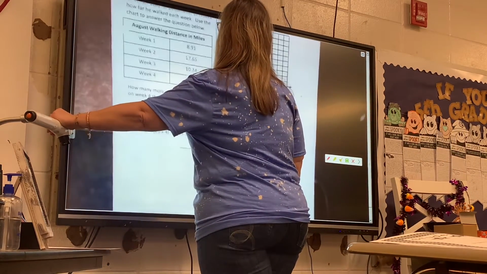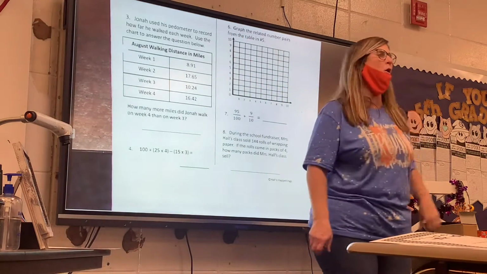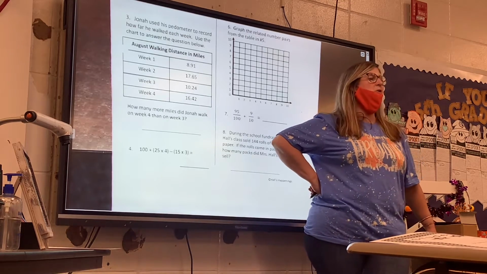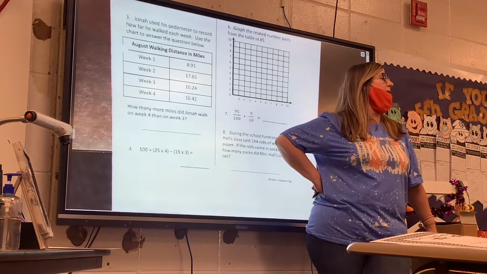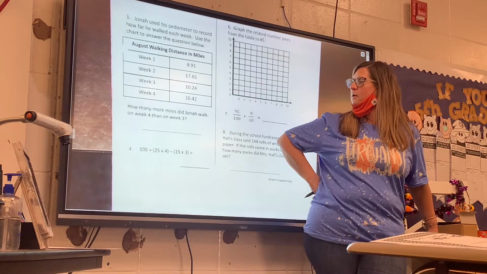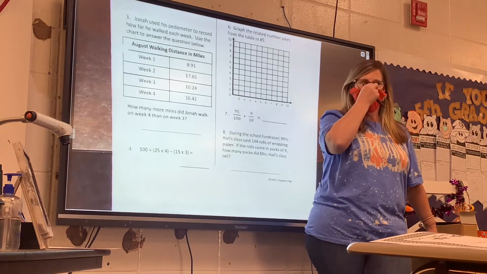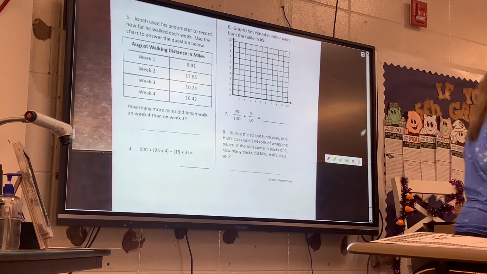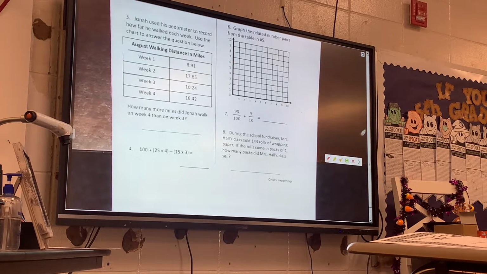On number 3, what does it ask me? It's the same chart we've been dealing with all week. What did it ask me about, Savion? It said, how many more miles did Jonah walk on week 4? So it's telling me that he walked more on week what? 4. And if I want to compare two numbers and figure out how they are different, I'm going to get a difference. And how do we get a difference? We subtract.